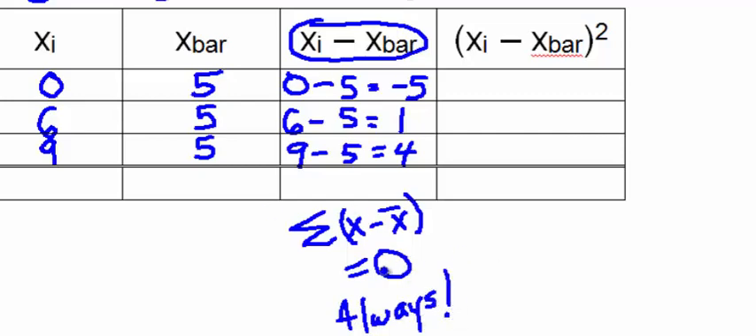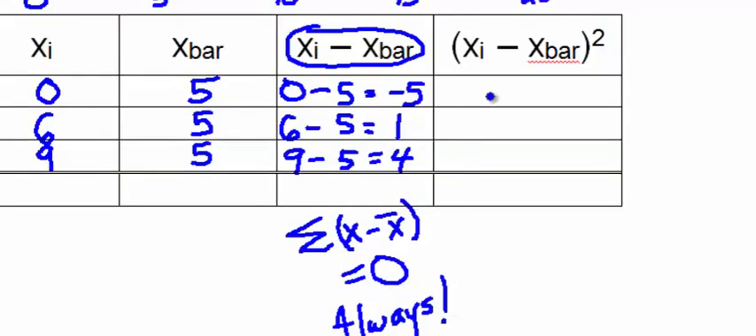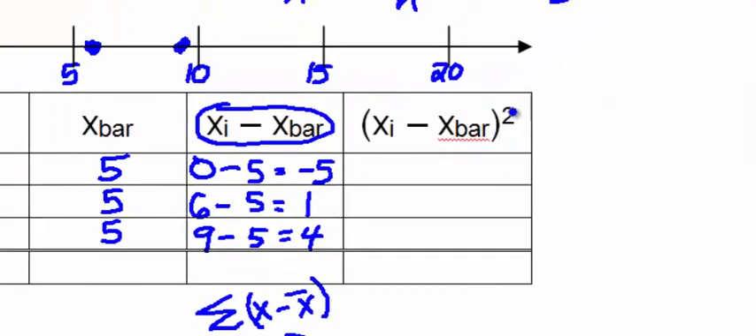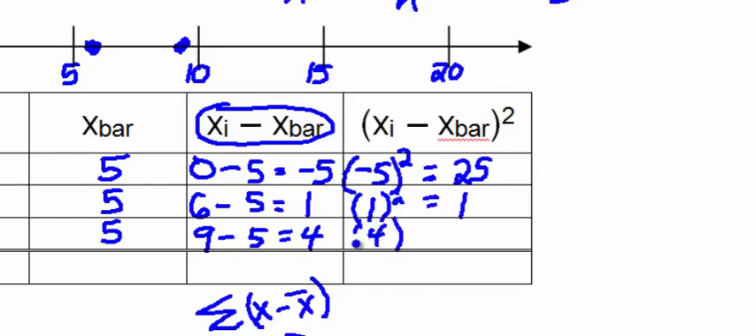And this tells us nothing. If we were to take each deviation and square it, then we would never get 0. We'd always get a positive number. So the next step is to take each deviation and square it. So negative 5 times negative 5 is 25. 1 squared is 1 times 1, which is 1. And the last one, 4 squared, is 4 times 4, which is 16.